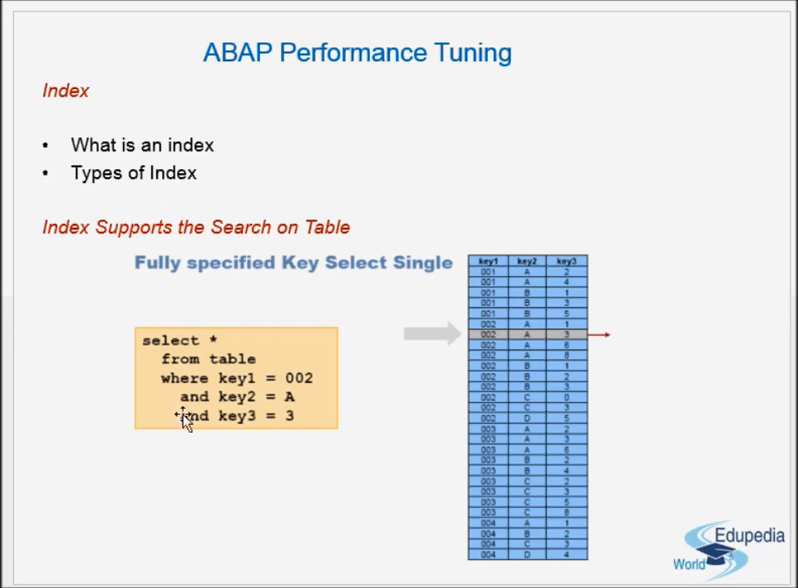During a select statement, I have written select star from table where key 1, key 2, key 3, and I have given the values. We have a table here with 3 columns, key 1, 2 and 3. The select statement is written in such a way that the values of all the columns are mentioned. It's a fully specified key, so immediately we will get the required output.